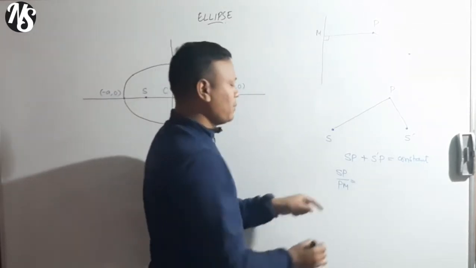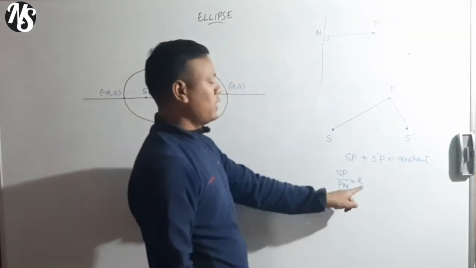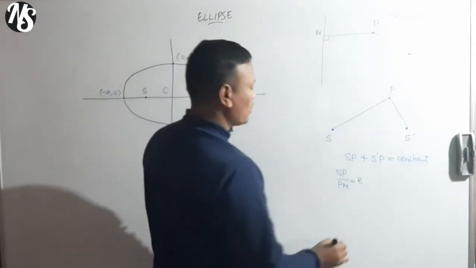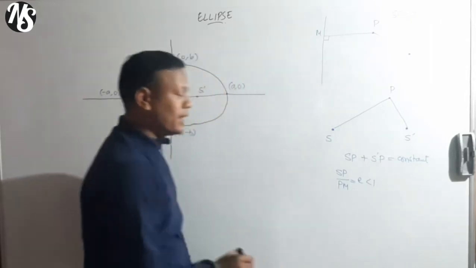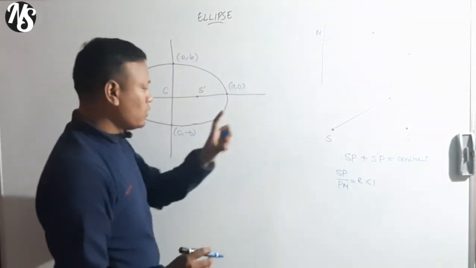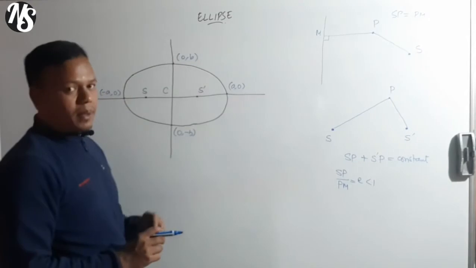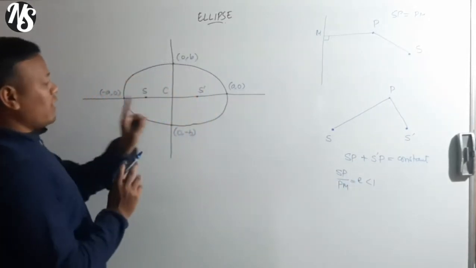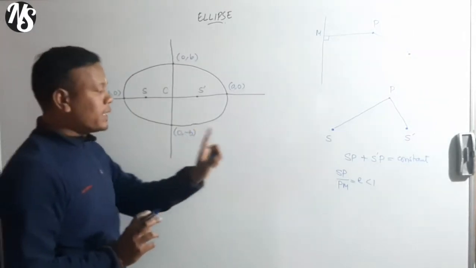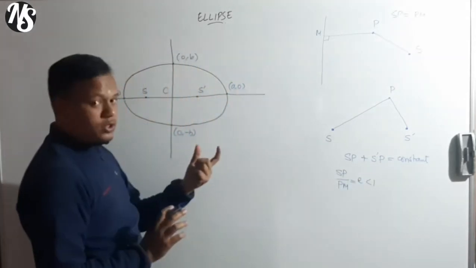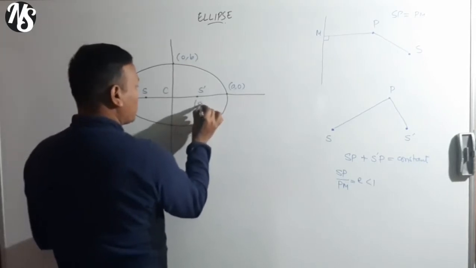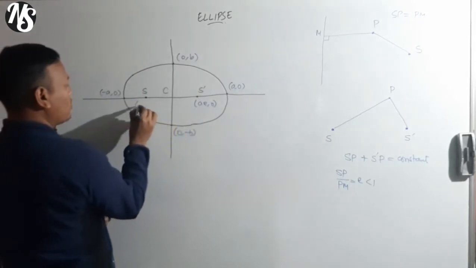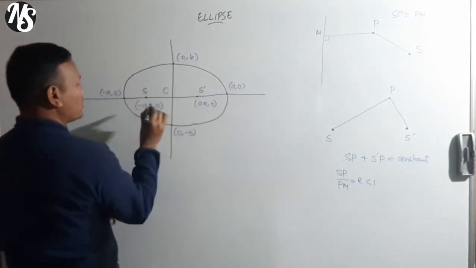As you know, we defined a conic section as SP by PM equals e, where e is known as eccentricity. For an ellipse, this eccentricity is always less than 1. If e is the eccentricity, then the focus is given by a e comma 0, and the other focus becomes minus a e comma 0.